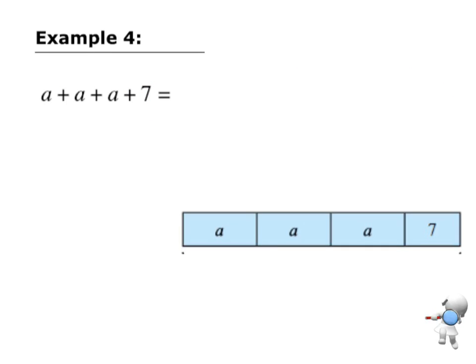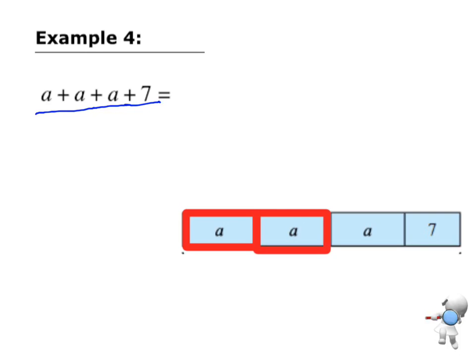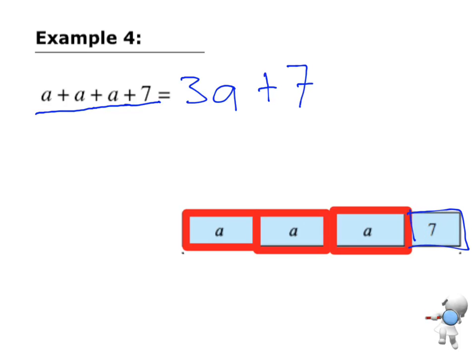Let's have a look at this one. I've got A plus A plus A plus 7. So think about that visually. I've got one block of A, another block of A, another block of A, so I've got 3 blocks of A. That's the first part I can do, and I've got a block of 7. Now I can't combine the A's and the 7's together, so that is not going to become 10A or anything like that. The 3A and the 7 are separate terms. They're not like terms, so we need to keep them separated.